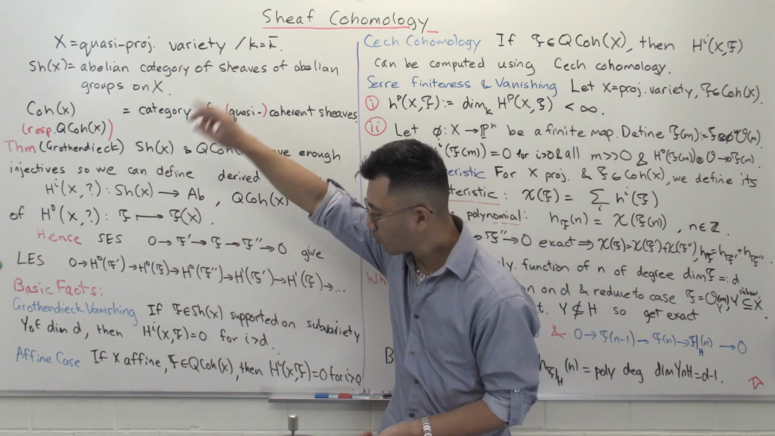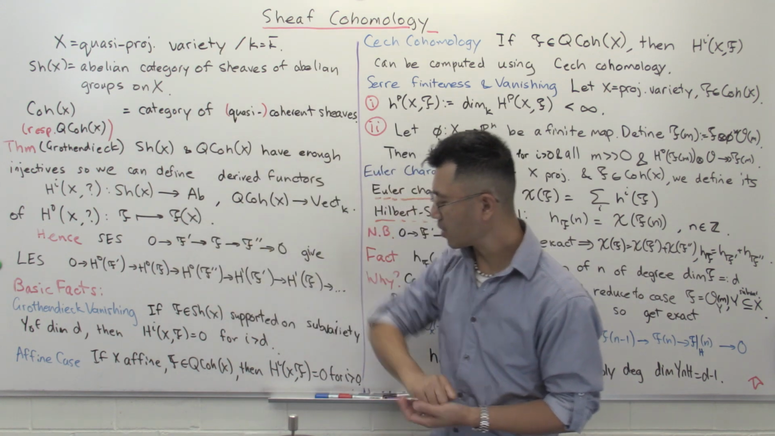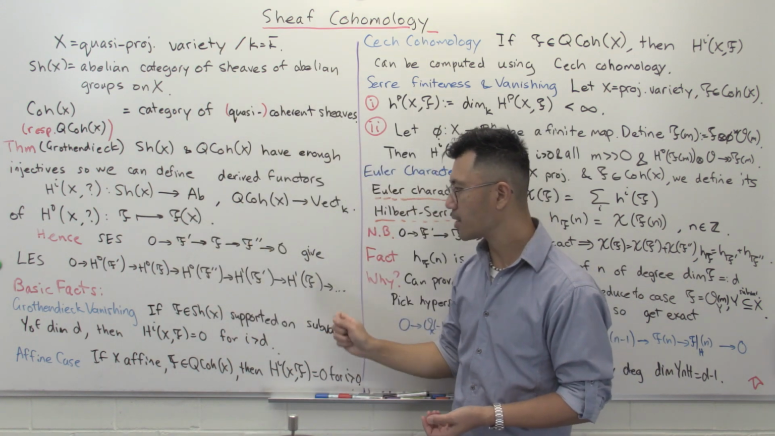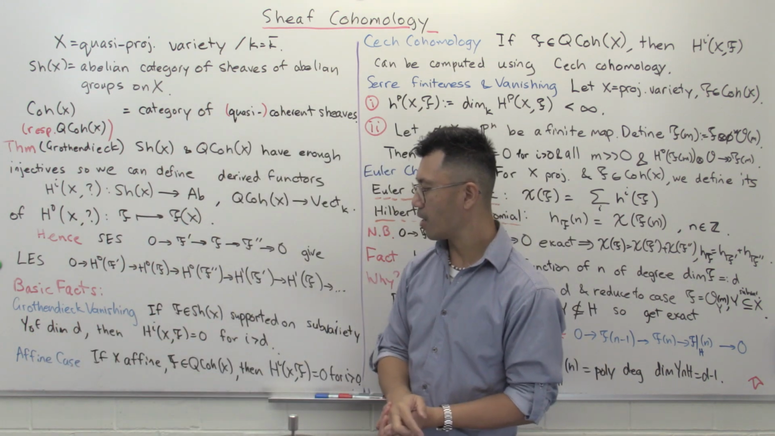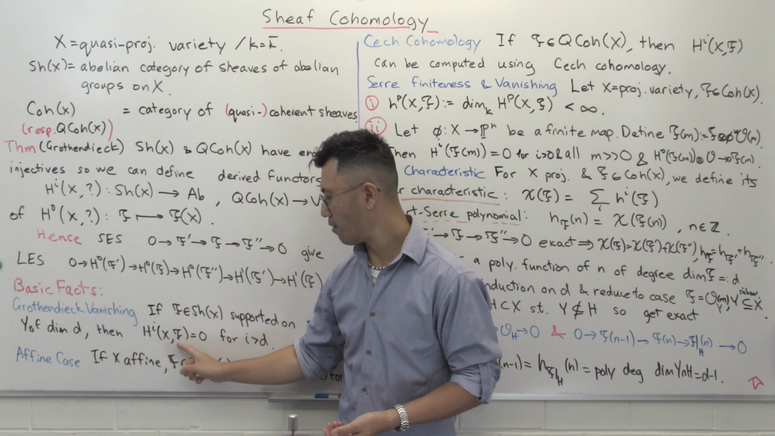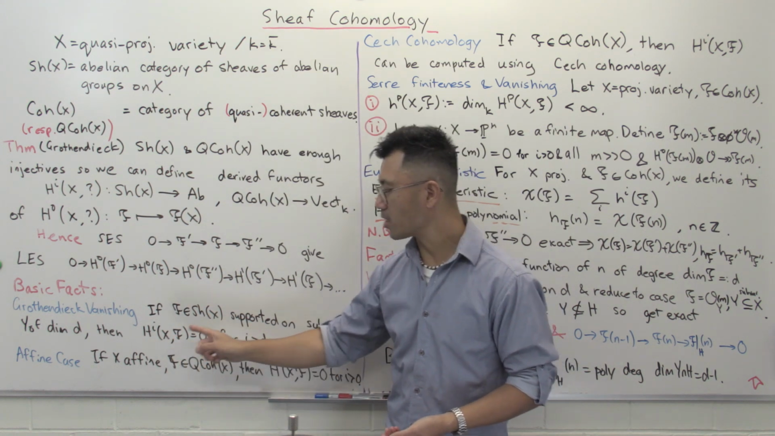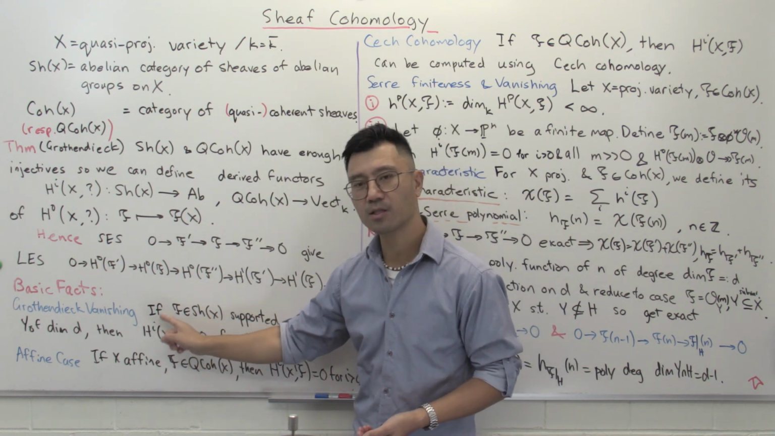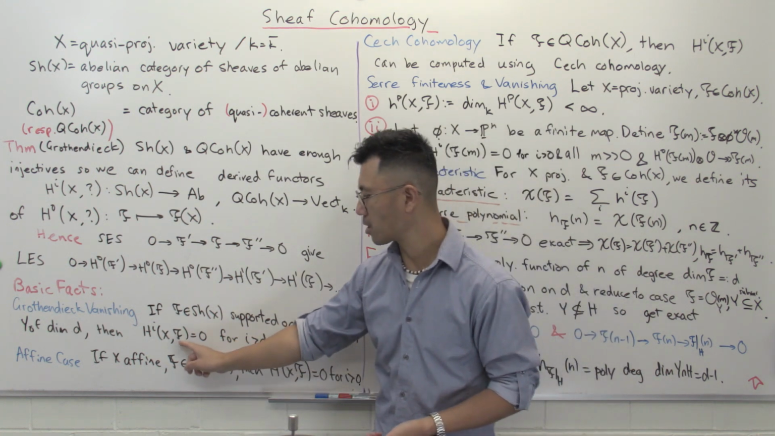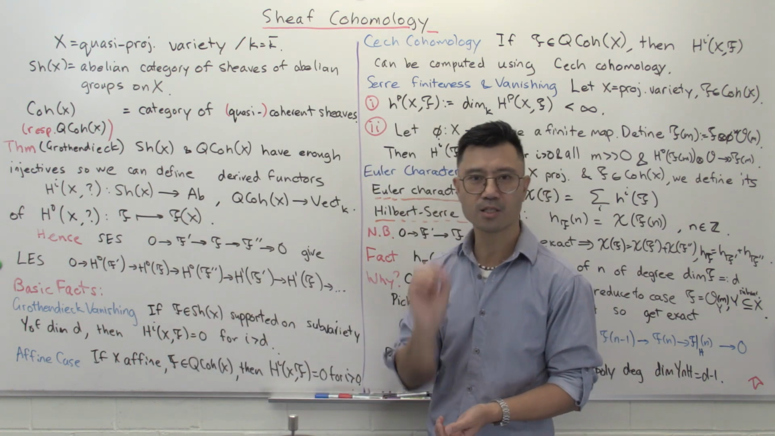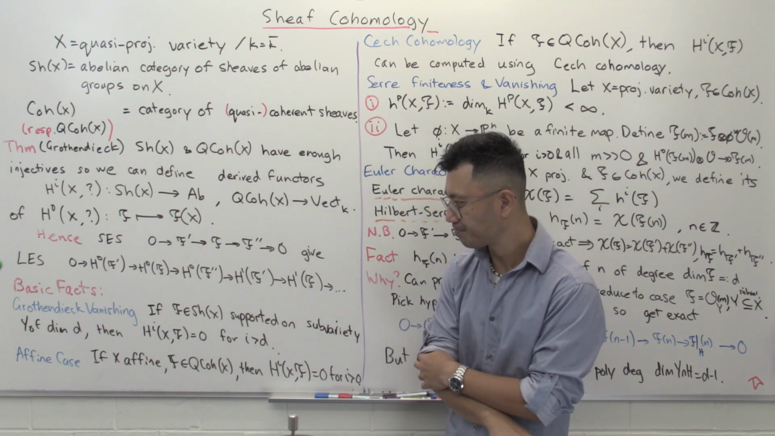Okay, so more generally, suppose you have F, a sheaf that's supported just on a subvariety Y, and this Y has dimension d. Then if you look at H^i(X, F), this will vanish whenever this i, the degree of cohomology, is bigger than the dimension of the support of this F. So that's the first very nice result that you have.